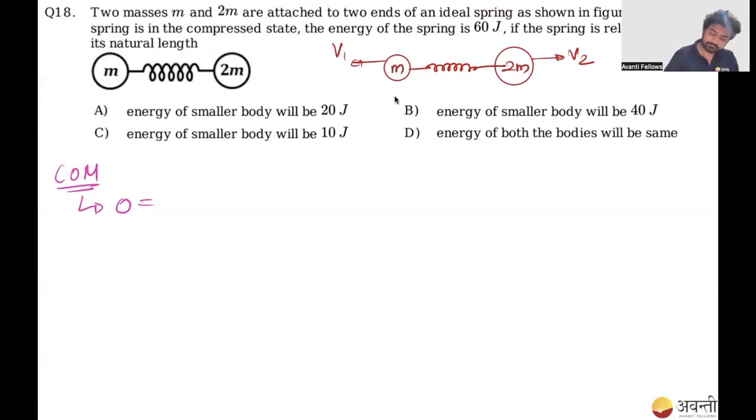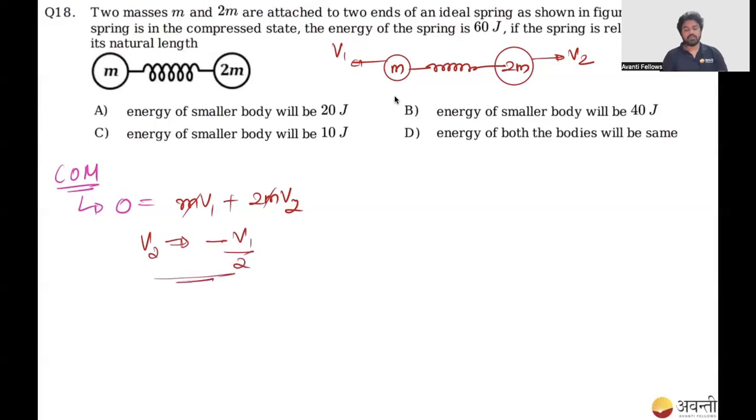So what is the momentum? Momentum of the first mass, that is the small mass, is mv1, plus momentum of the second mass is 2mv2. So from here I'll get the value of, let's say, v2. m gets cancelled out, v2 is minus v1 upon 2. Clear? One relation we got between v1 and v2, right?